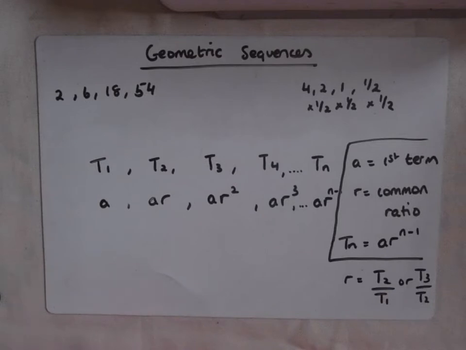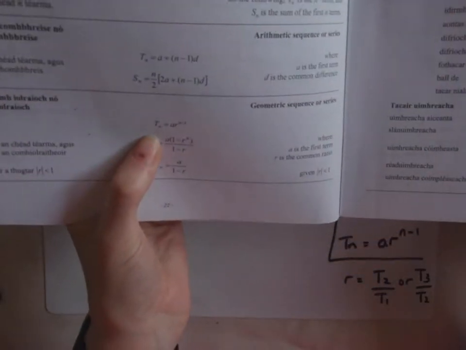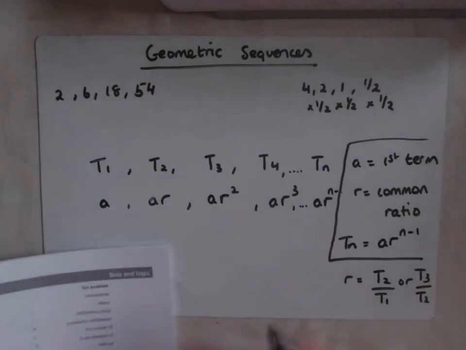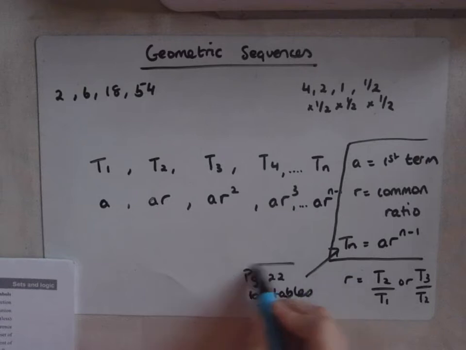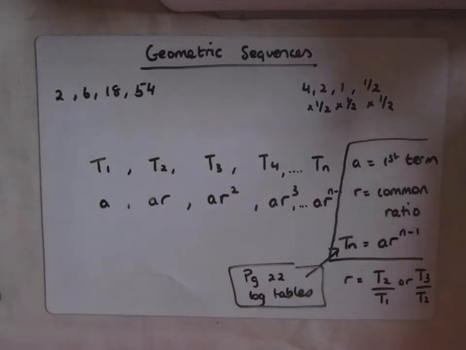So let's do a few questions. Let me just have a look at your log tables. So we're here on the same page, page 22. You have your general term for geometric, okay? That is on page 22 of your log tables. Okay, so let's do a few examples.